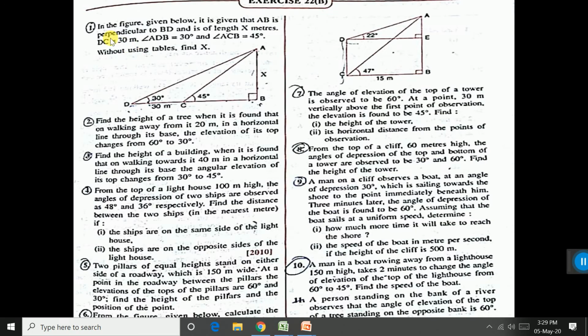Sum number 1. In the figure given below, it is given that AB is perpendicular to BD. So AB is perpendicular, that is why here 90 degrees, and is of length x meter. This is x meter. DC is 30 meter. This distance is 30 meter. Angle ADB is 30 degrees, and angle ACB, that is this angle, is 45 degrees. Find x. So let us see how to do this sum.